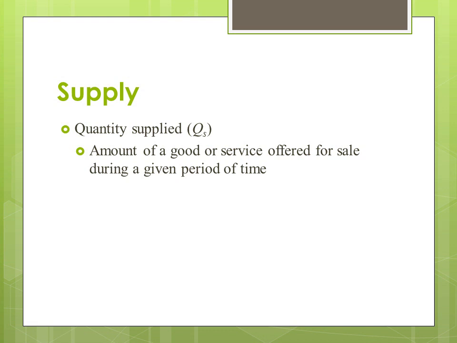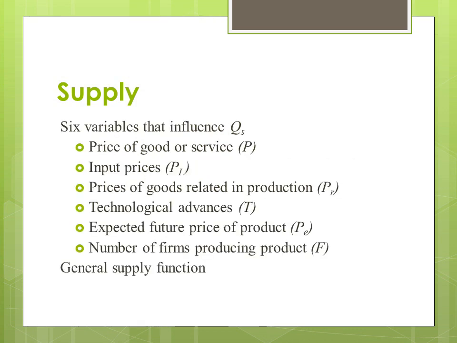So here is a direct and positive relationship between price and quantity supplied. Here are 6 variables that influence quantity supplied: price of the good or service, input prices, which may be labor and capital prices, prices of goods related in production, technological advances, expected future price of the product, and number of firms producing the product. So when these variables change, quantity supplied also changes.